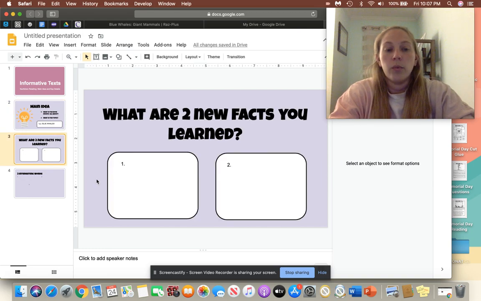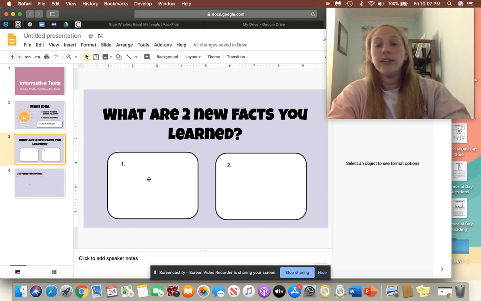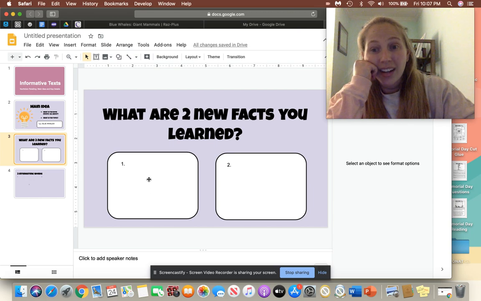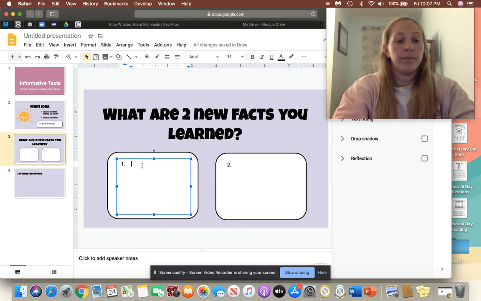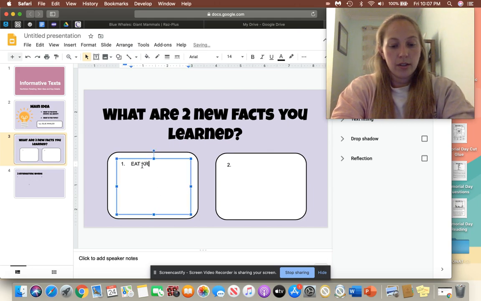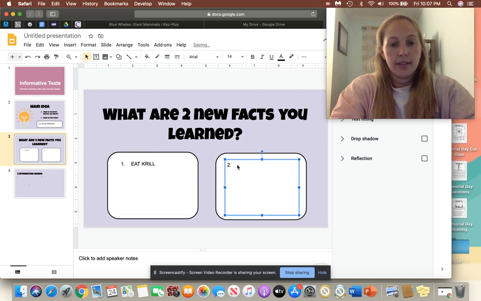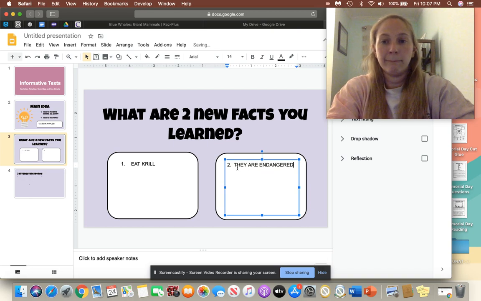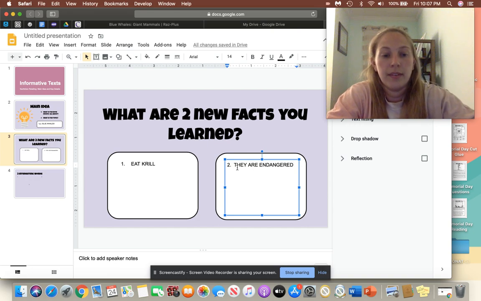And what were two new facts you learned? Well, I learned that they eat krill and that they are endangered. Sadly, those are two new facts that I learned, that they eat krill and they are endangered. Those are two new facts.